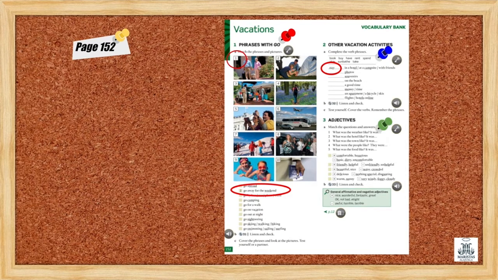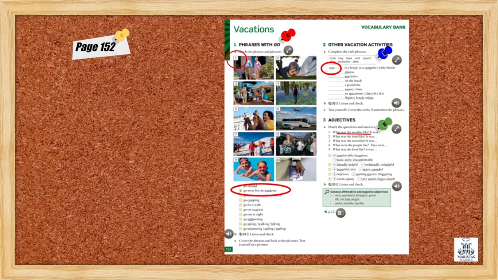For Exercise 3A, you need to match the questions and answers. For example, question number 1, what was the weather like? We have a list of different adjectives related to each of the questions.